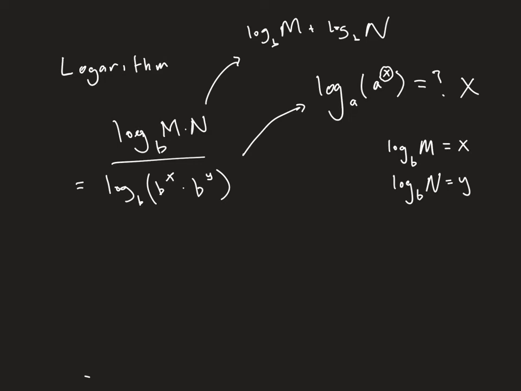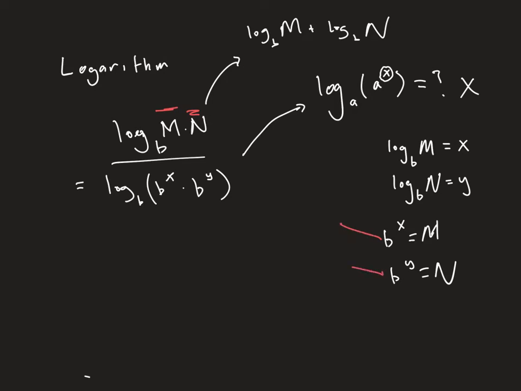Well, why can we just plug in b to the x for m and b to the y for n? Well, remember what the definition is of a log. It says that b to the x equals m, and b to the y equals n, because we say b to what power equals m? Well, x. We don't know what x is, but we do know that b to the x equals m. And the same thing is true for n. So we can just plug in where we had m and n up here, we just plugged in b to the x and b to the y.